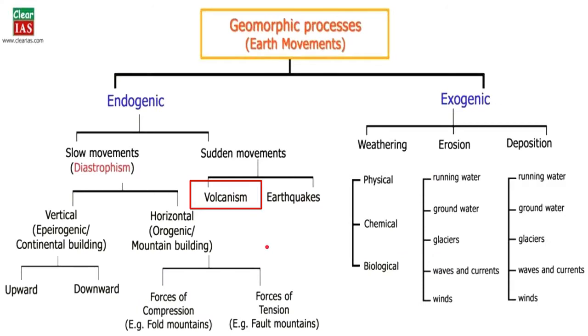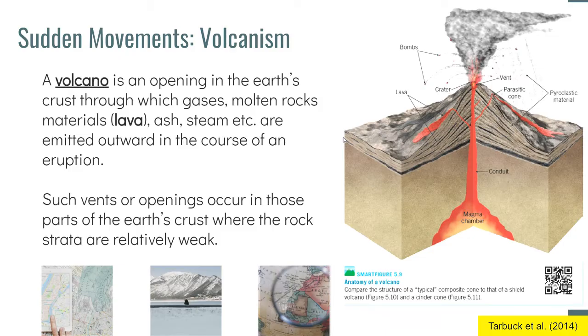So let's look first at volcanism. A volcano is an opening in the Earth's crust through which gases, molten rock materials, such we call it lava, ash, steam, and others are emitted outward in the course of an eruption. Okay, so we see here an anatomy of a volcano.